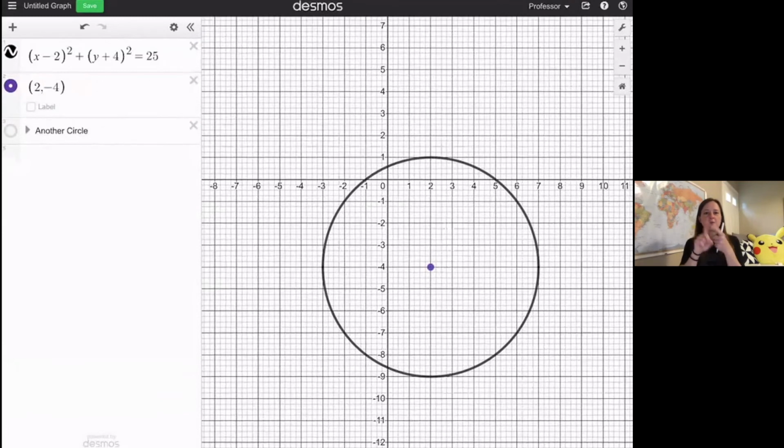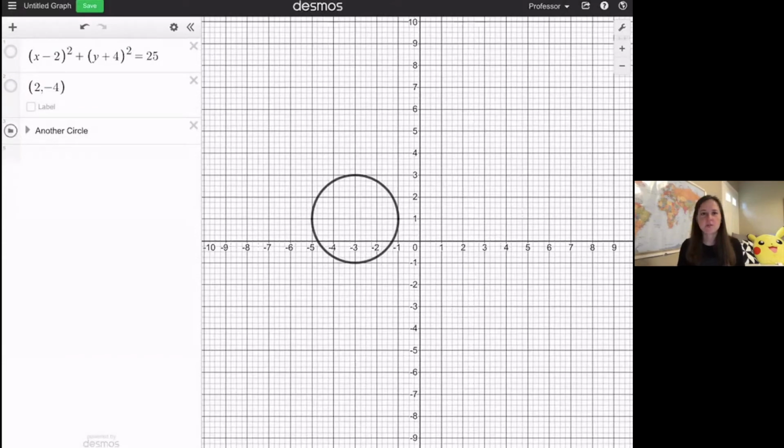And if you count the tick marks from that center, that purple point, out to the sides and up top and down below, you'll get 5 tick marks. This is exactly the circle that we meant to graph. All right, so our equation works. I'm going to show you one more circle, another circle. Let me turn this guy off.